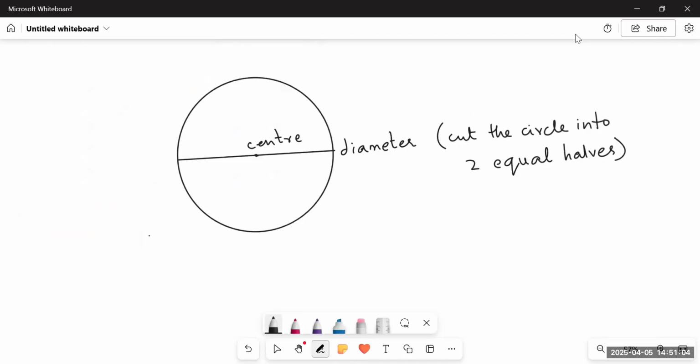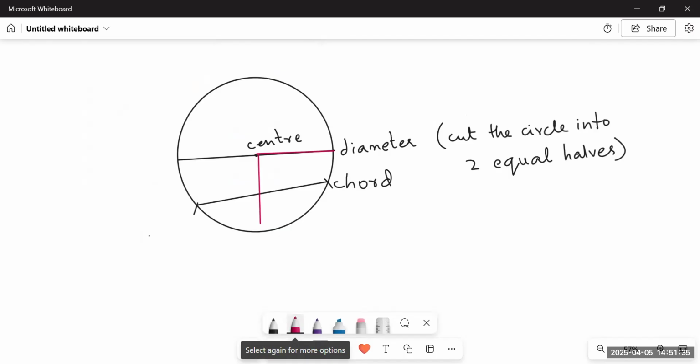Okay, so any line that cuts the two edges but does not pass through the center is called a chord. So you can see that since it's cutting two edges, but it's not passing through the center, this line is not a diameter, instead it's a chord. And then the half of the diameter is called a radius. Every line that does not pass through the center, but a line that is between the center and the end point is called its radius. Okay.